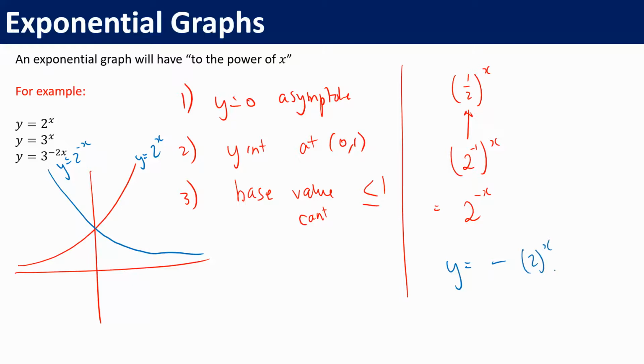Yeah, it'll be upside down, reflection in the x-axis. So now this is what it looks like. y equals negative of 2 to the power of x. Notice I'm putting the brackets in so you can see the base is always 2. It's always larger than 1. Base is 2 to the power of x, 2 to the power of x, 2 to the power of negative x. They're all base 2s.